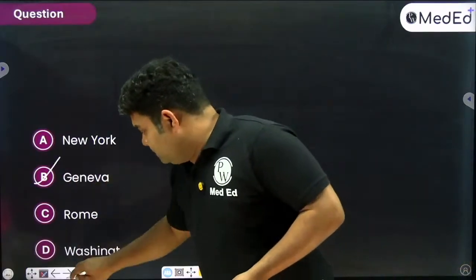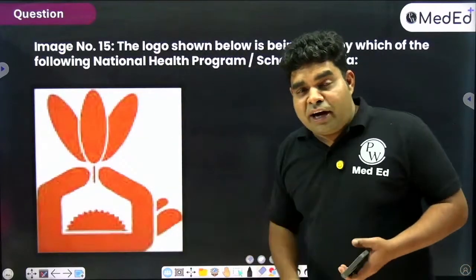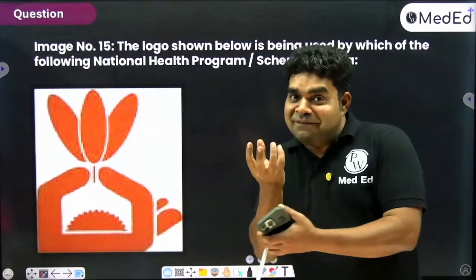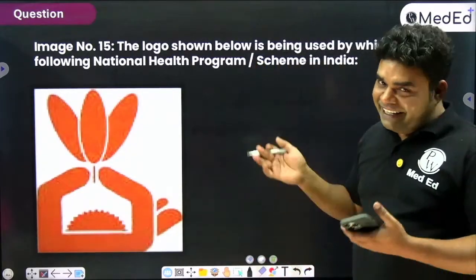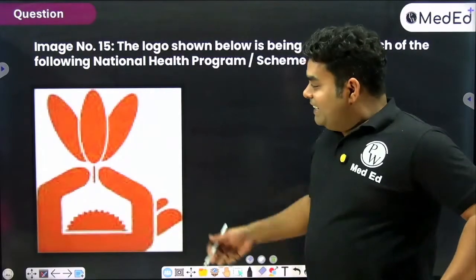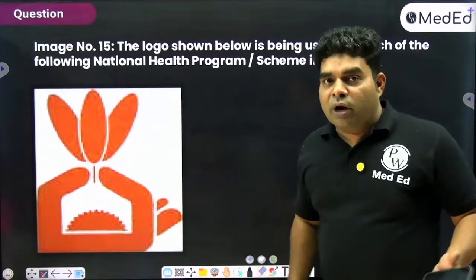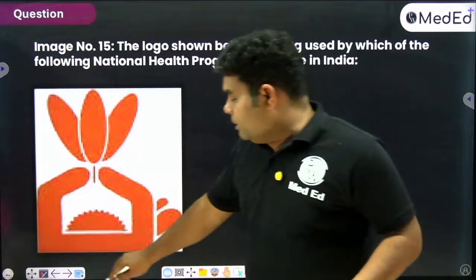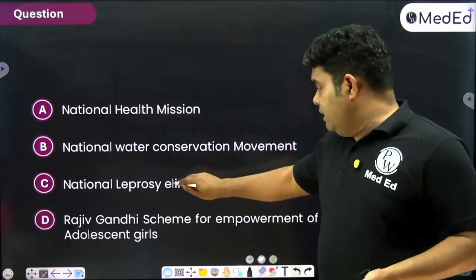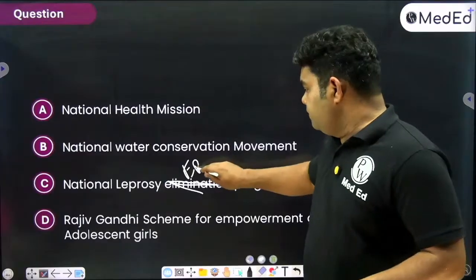Sorry, Geneva. This organization, NEET 2024 question, has, you can see both Congress and BJP together. Another student told me, sir, this is the logo of National All-Party Unity. This is the leprosy eradication program, because we have eliminated leprosy in 2005. And this is an eradication, not elimination program.